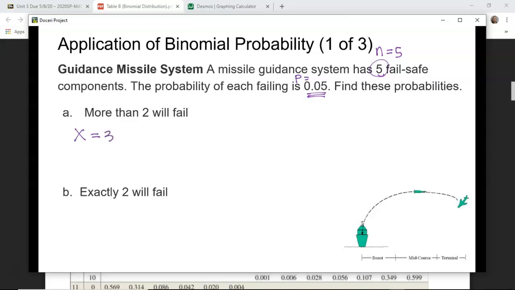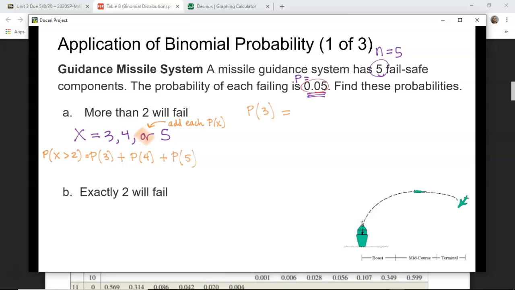So in this case, x, if we think about more than 2 will fail, that means 3 could fail, 4 could fail, or 5 could fail. And if we remember back from when we first began talking about probability, the word or kind of tells us that we were going to add the probabilities together. So we add each of the probabilities of x together. That means to find the probability that more than 2 will fail, I need to find the probability that 3 will fail, plus the probability that 4 will fail, plus the probability that 5 will fail.